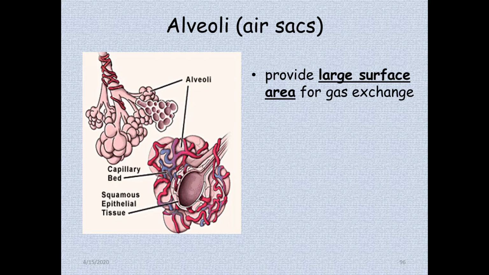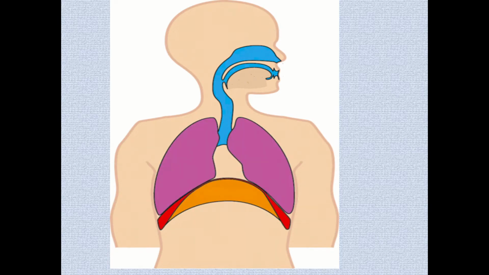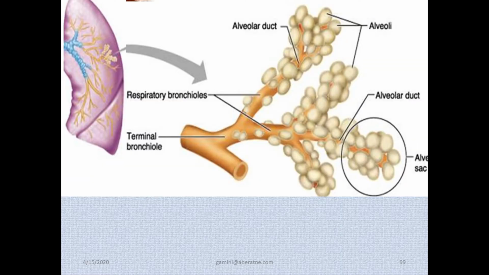These alveoli sacs are provided with a large number of blood capillaries, and they are surrounded by a large number of blood capillaries in order to get the gas exchange between blood and alveoli sacs. What you see on the screen is alveoli sacs.